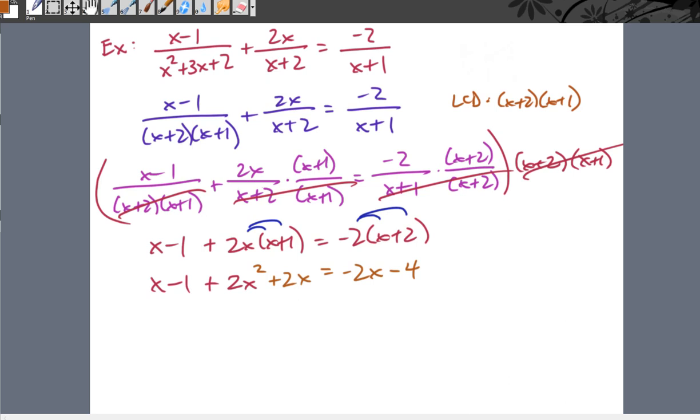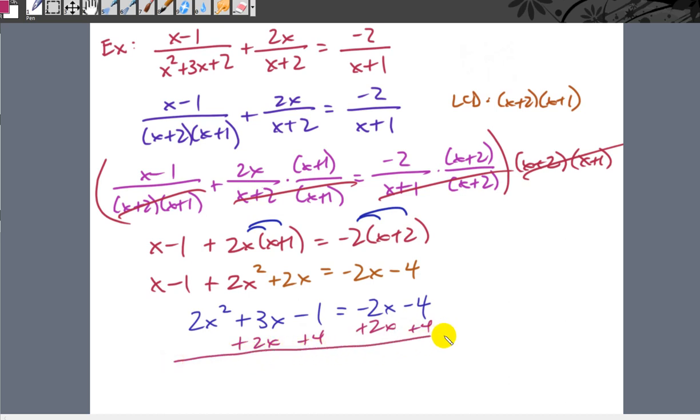And then we can go ahead and try to solve for x. So I see a 2x squared, I'm going to put that in front. x plus 2x is going to be 3x. Then we have a minus 1 here. That equals negative 2x minus 4. Okay, what we can do next is try to get all the terms on one side. So if we add 2x on both sides and we add 4 on both sides, this cancels, we get 0 on the right hand side, and we get 2x squared plus 5x plus 3.